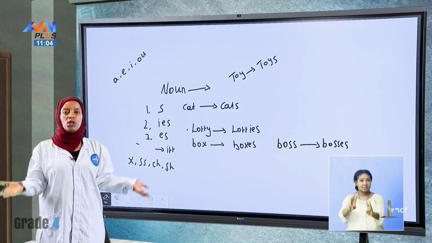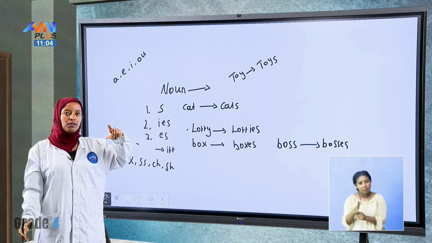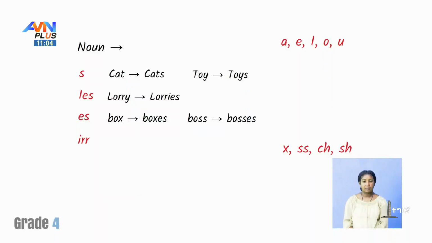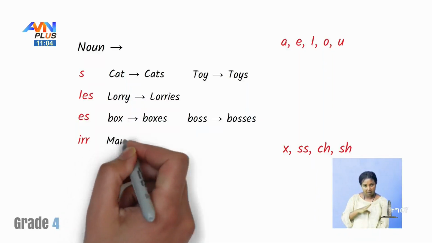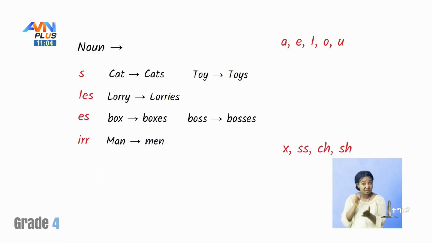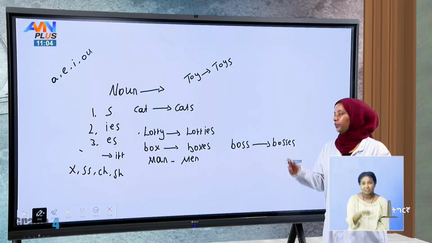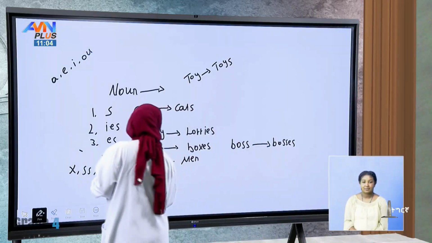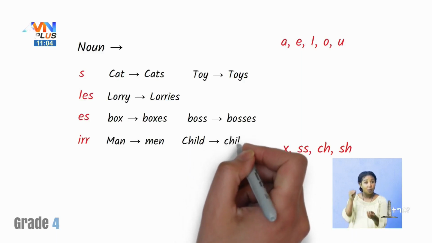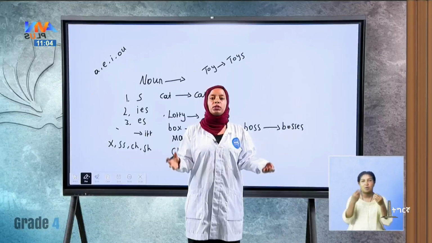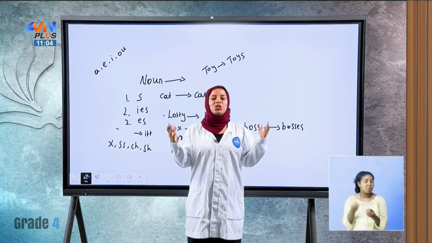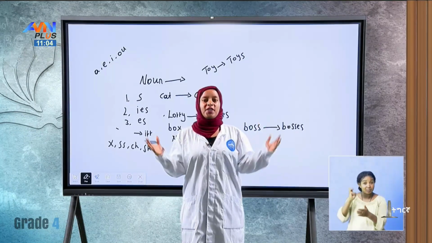The next one is irregular change. We change maybe the whole word or maybe one part of the word. Like man, men. Check this example, students. Child, children. This is also the fourth rule. We can have more examples. Woman, women, and more examples. Students, this was our previous lesson.